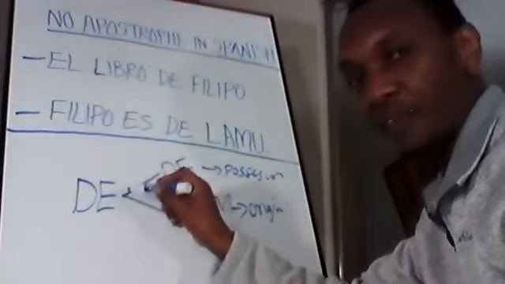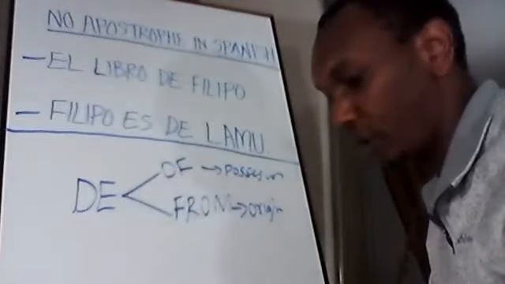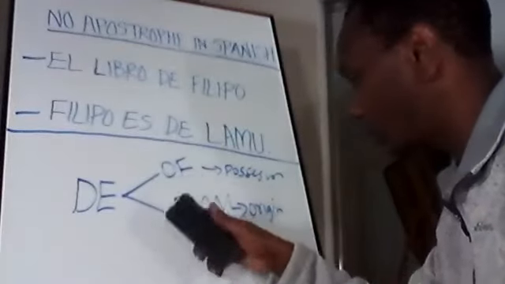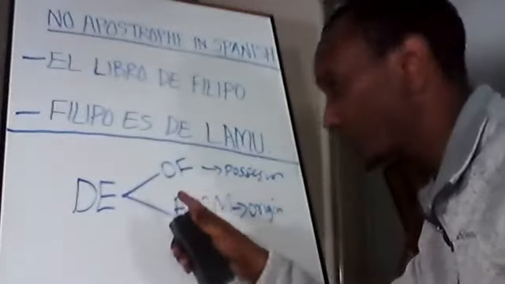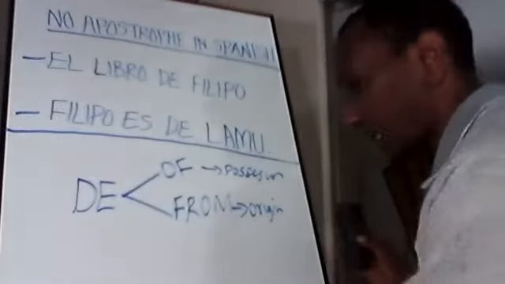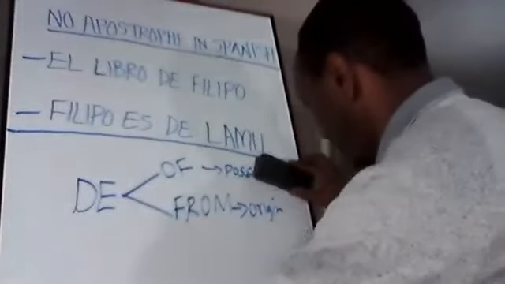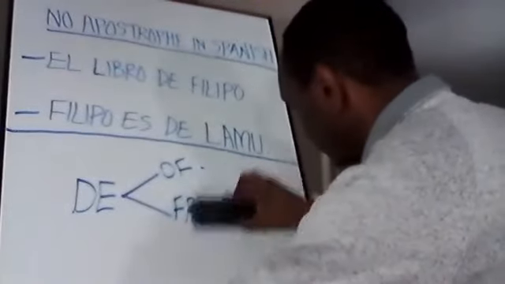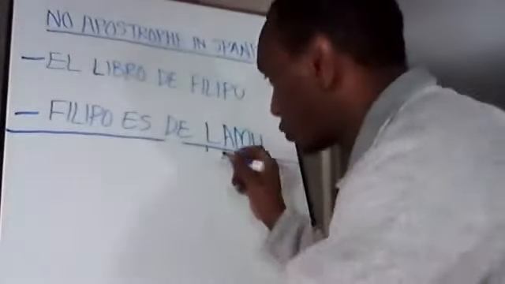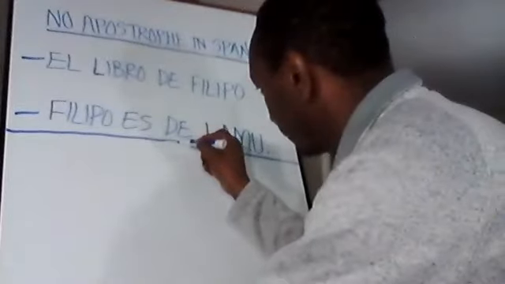So the de replaces the apostrophe, and like I've just told you, one of its uses is of, and the other one is from. So let's go and look at the applications of de. Just bear with me. So let's see how the de is used to denote possession.